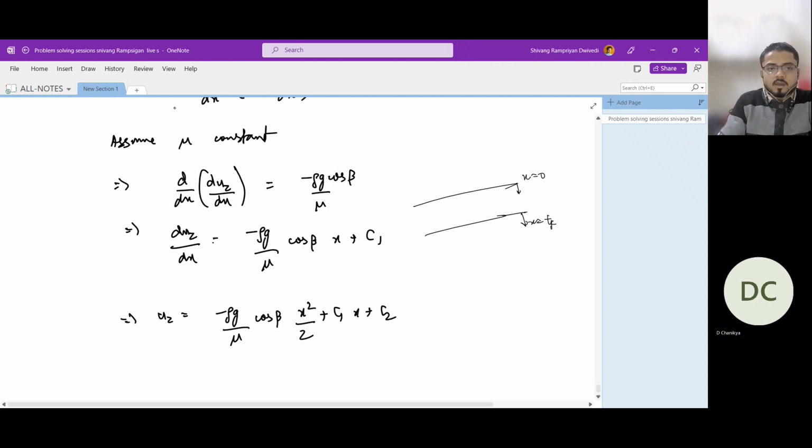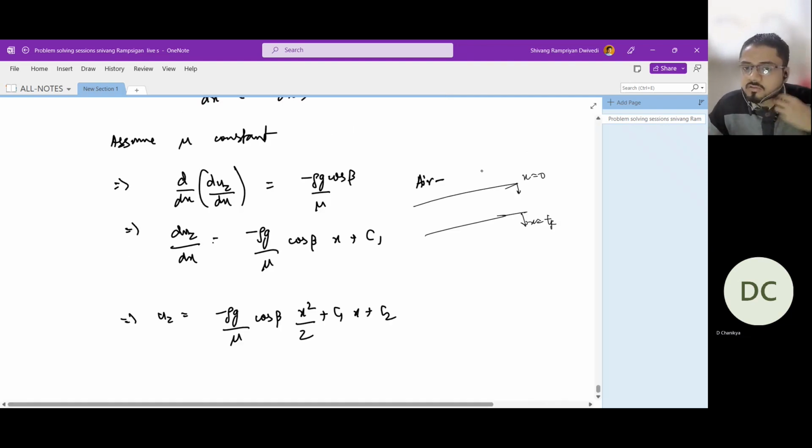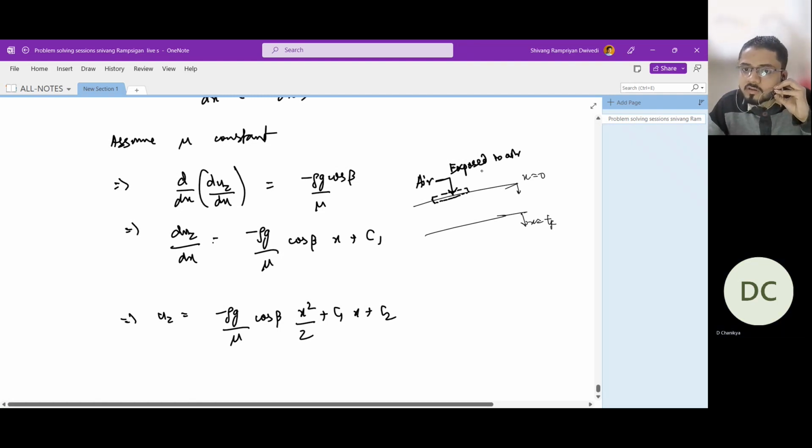Now you need to see that outside x equal to 0 you have air, right? At x equal to 0, this surface is exposed to air. Yes, exposed to air. Okay. Now just check out this really small control volume right here.